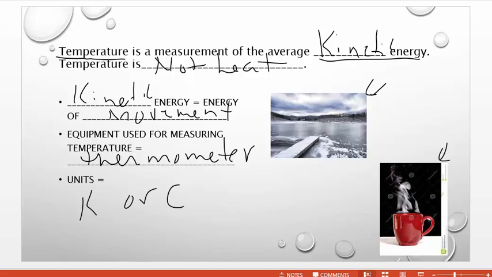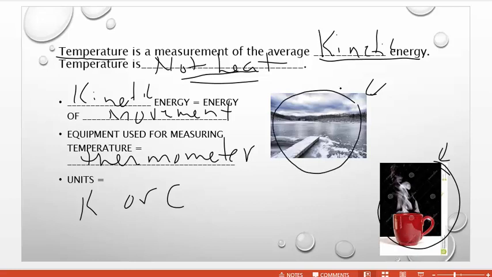Now what I want to do is go back and talk about this whole thing, how temperature is not heat. Just because something is hot doesn't mean it has more heat. Sounds really odd, but take a look at this. I have a hot cup of coffee and a very cold lake because it is frozen. But I'm telling you that this very, very cold lake has more heat energy in it than this hot cup of coffee. This is what I mean by this.